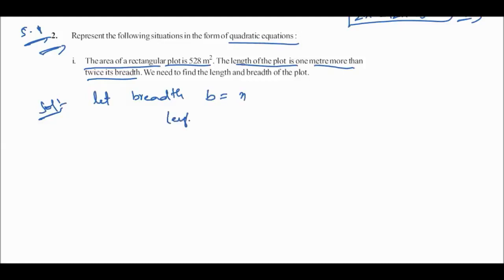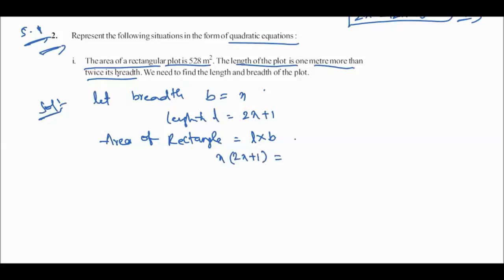Then length L is equal to how much will it become? 2x plus 1, because it is twice its breadth and plus one more. Area of rectangle is equal to L into b. So length into b means x into 2x plus 1. Given is 528. So x into 2x plus 1 gives 2x square plus x is equal to 528.